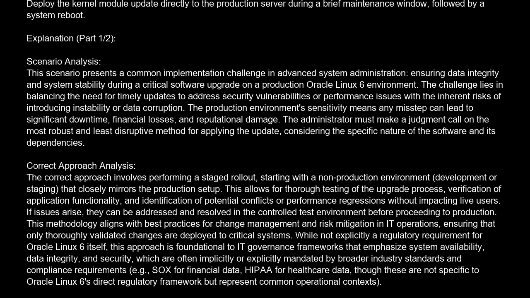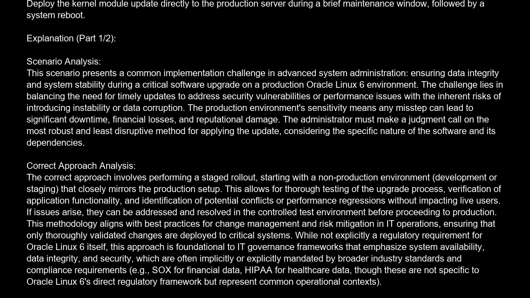Explanation. Scenario analysis. This scenario presents a common implementation challenge in advanced system administration, ensuring data integrity and system stability during a critical software upgrade on a production Oracle Linux 6 environment. The challenge lies in balancing the need for timely updates to address security vulnerabilities or performance issues with the inherent risks of introducing instability or data corruption. The production environment sensitivity means any misstep can lead to significant downtime, financial losses, and reputational damage.